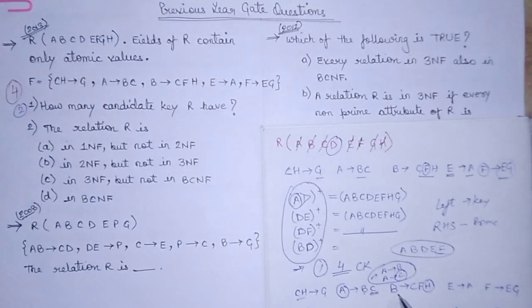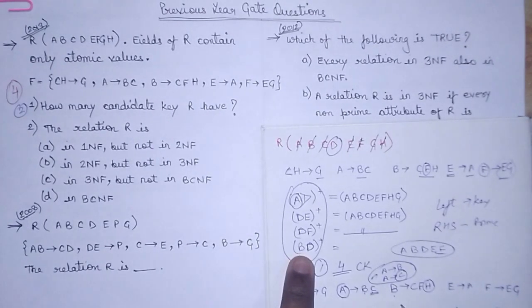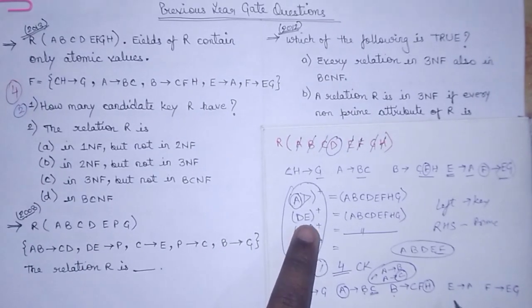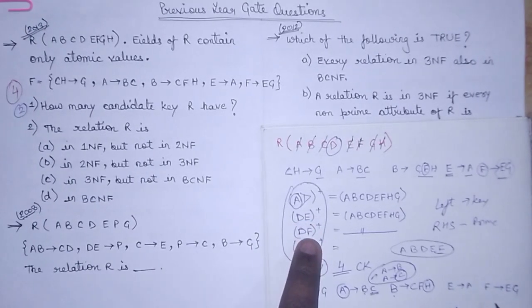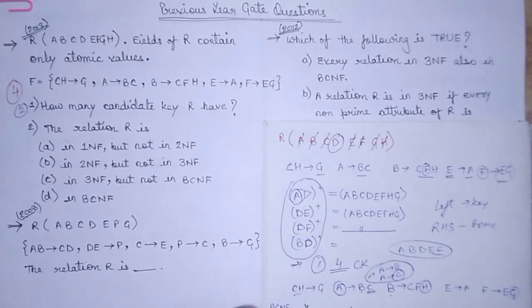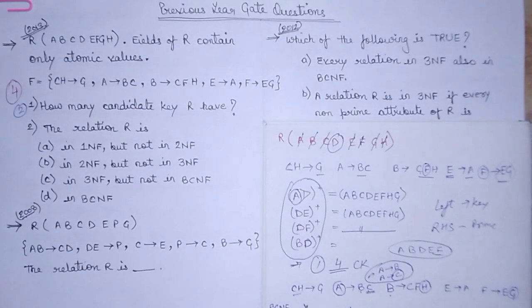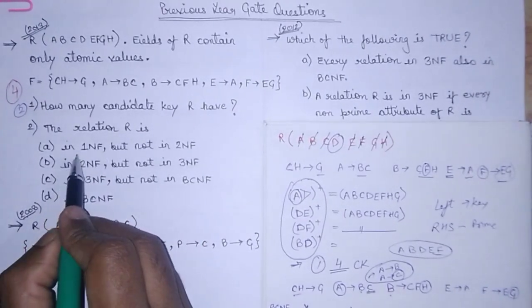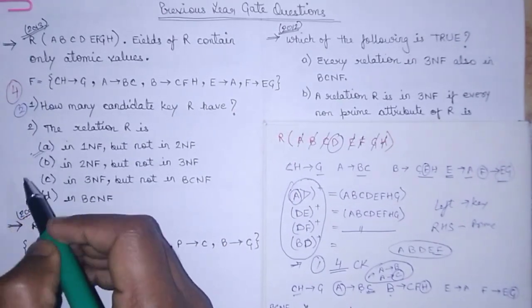Similarly, if you check here, B is a subset of BD key which is defining H, so it is also violating the case. E to A: E is a subset of this particular key but it is defining a prime attribute, so it is okay. F is a subset of DF key and it is defining E and G as well, and G is a non-prime attribute, so it is also violating the case. So we got to know that it is not BCNF, not 3NF, not 2NF also, so it is 1NF. So the answer is 1NF. The relation is in 1NF but not in 2NF, so this is the right answer.